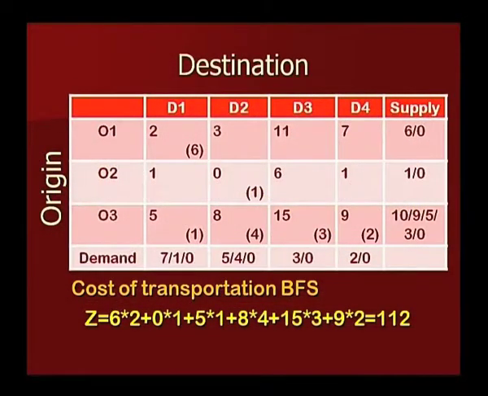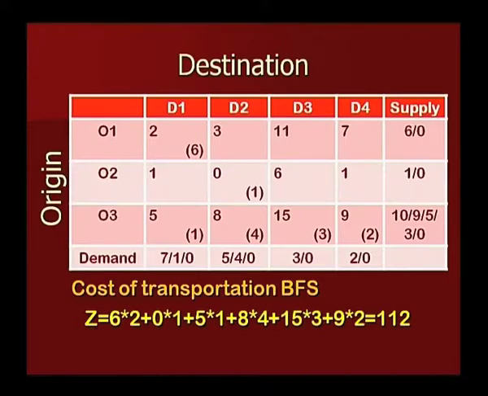Here is the example of transportation in which there are 3 origins and 4 destinations. The supplies are 6, 1 and 10 at the 3 origins, and demands at the 4 destinations are 7, 5, 3 and 2. Here we allocate 1 at the cell D2O2, that is the minimum cost cell. So, the second row is exhausted. Now, in the remaining part, the least cost cell is D1O1. We allocate 6 to this, so that the first row is exhausted.